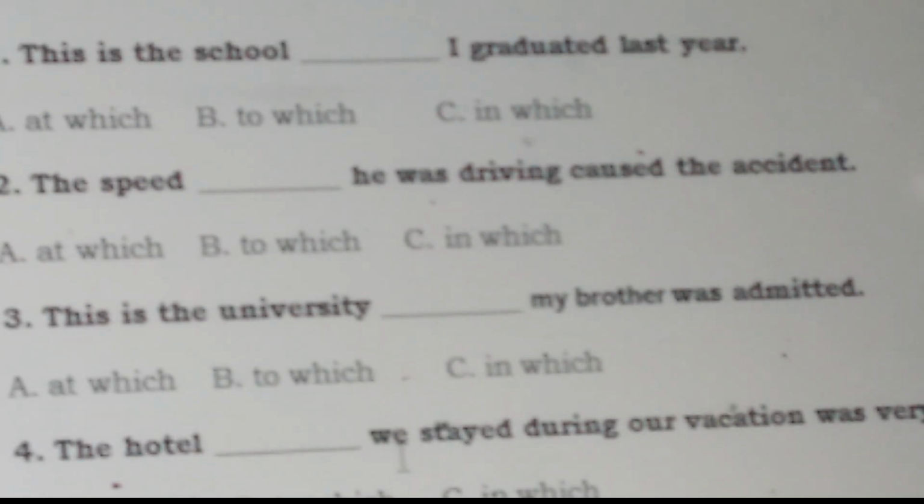The first question says: this is the school that I graduated last year. It is the school I graduated from, so it is something inside, within the school. So the answer goes to C, the best answer. Next: the speed he was driving caused the accident. The speed at which he was driving caused the accident. Look, here we see the speed, a specific limited speed. So the speed is specific. If something is specific, we have to use at.